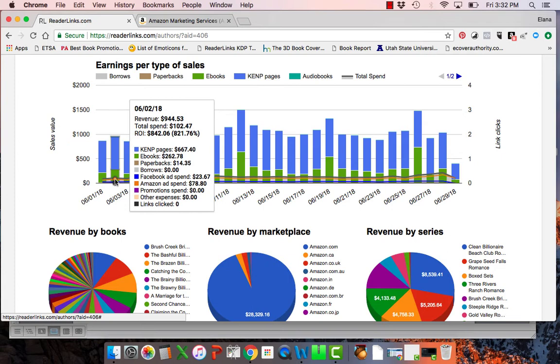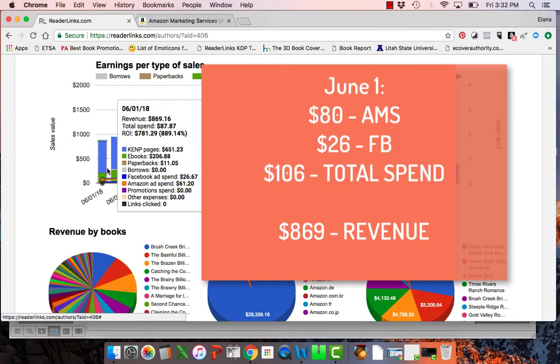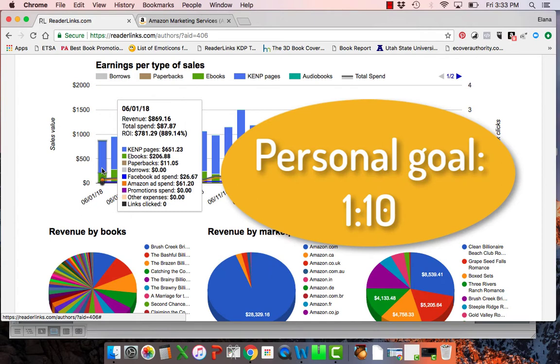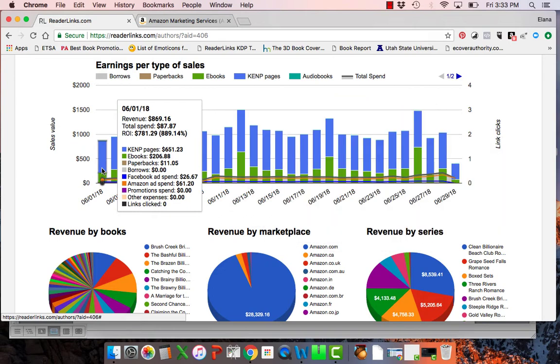So I know for June 1st, I spent $80 on Amazon and $26 on Facebook. So I'm at about $100 ad spend, and my revenue was $869. You should know my goal for return on investment is 1 to 10. I want to spend $100 on ads per day and make 1,000. That's my goal, and sometimes I make it and sometimes I don't. So a 1 to 8.7 ratio is actually really good. What that means is I'm spending $1 and I'm making $8.70. That's what happened on June 1st.